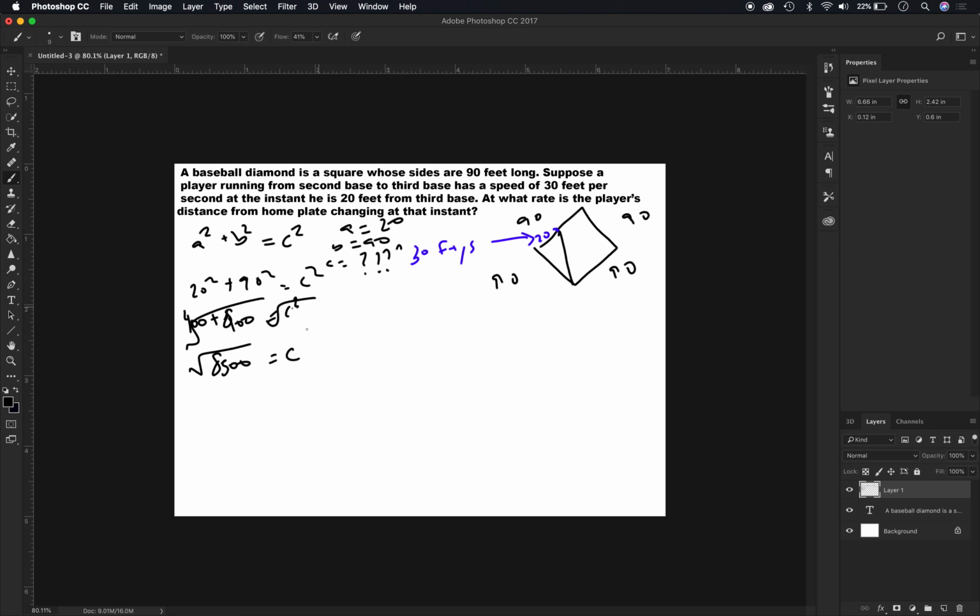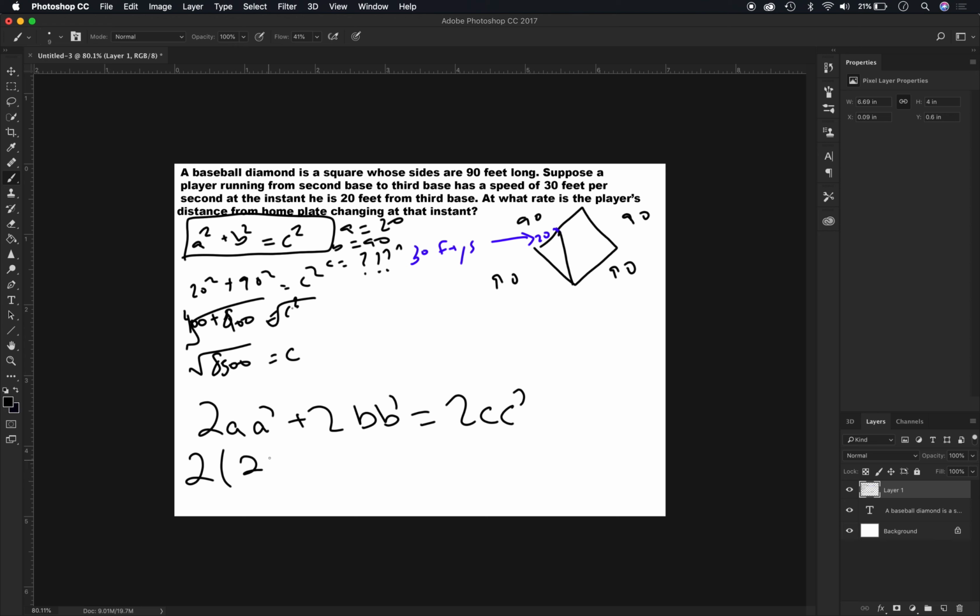Now we have mostly what we need. So we're going to take the derivative of this lovely equation. We have 2a a prime plus 2b b prime equals 2c c prime. So 2a, what's a? 20. What's a prime? 30, because that's our rate. Plus 2 times 90. What's b prime? Trick question.